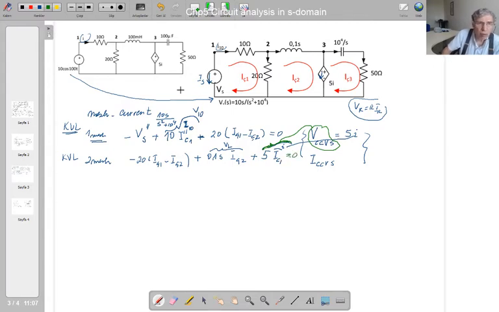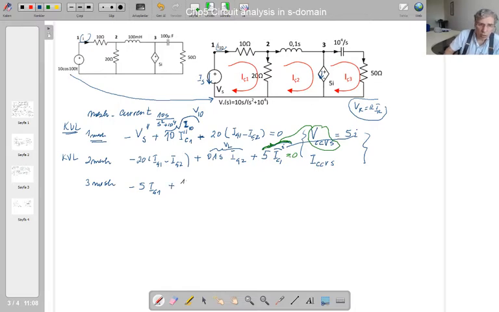Make it blue again. So for the last mesh, that's the third mesh, minus of this element voltage. Why is it minus? Because this direction is opposite to that direction. So minus 5 IC1. And the capacitor voltage: first, the sign is positive because this direction, that means the third mesh current direction, and this element current are in the same direction, so it is going to be positive.